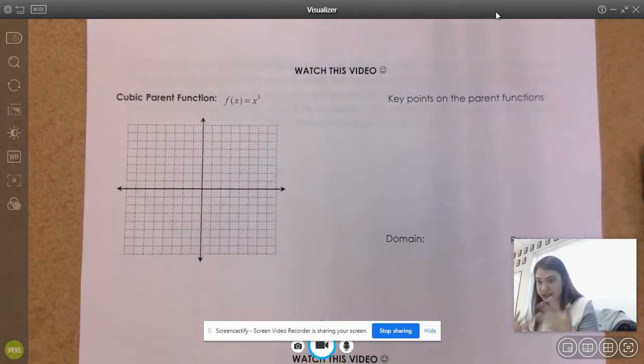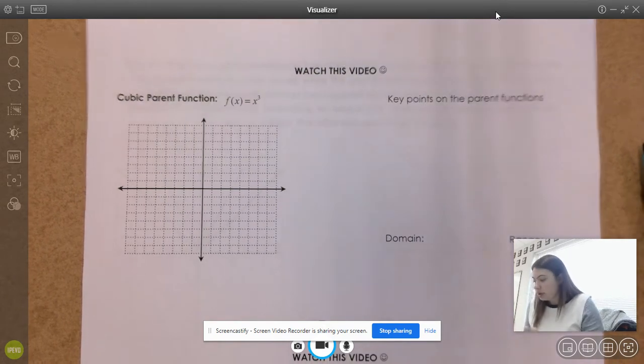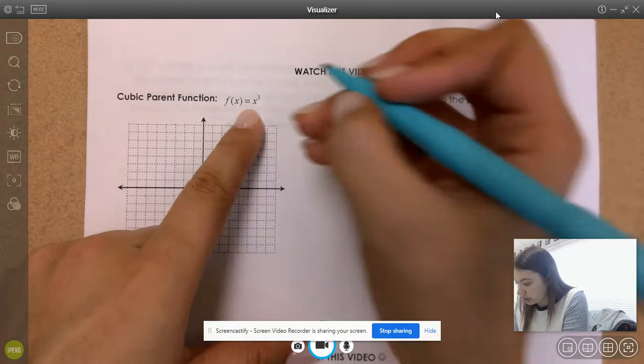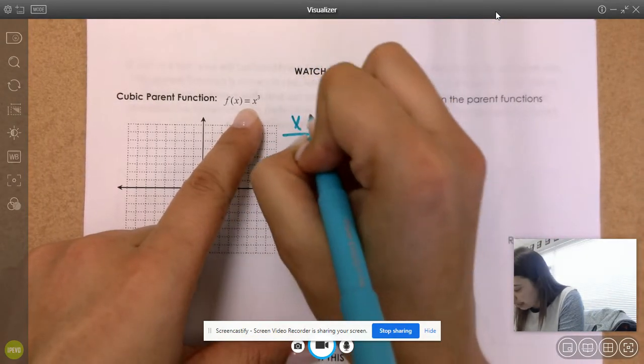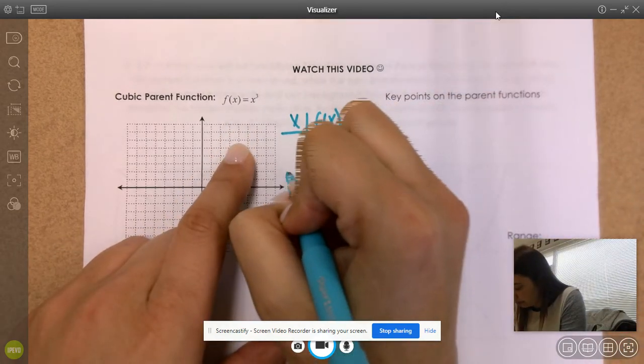But as you can start to see, this grows a lot quicker than something like a quadratic or a linear line or the absolute value parent function. So when we talk about a cubic function, let's see what inputs and outputs we're looking at here. Okay, well, let's always start at 0.